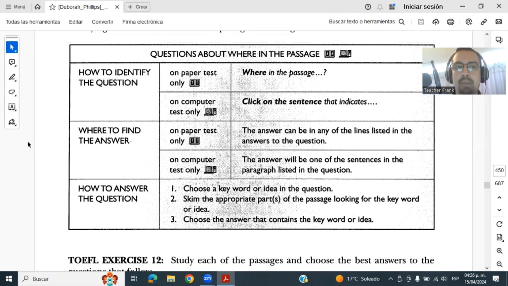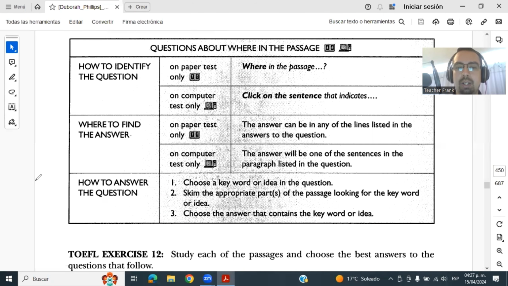So this type of question is the typical where in the passage can you find this information? The answer can vary, it can be in any of the lines listed in the answers to the question. So you have to look. How do you answer this question? You choose a key word or idea in the question, skim the appropriate part of the passage looking for the key word or idea, and then choose the answer that contains the key word or idea. So you have to really detect where that information is with this skill, okay?